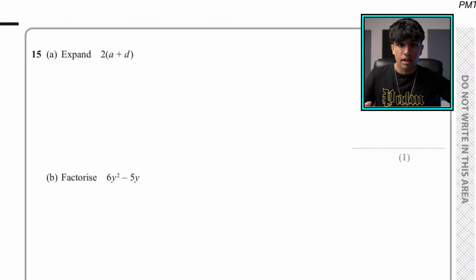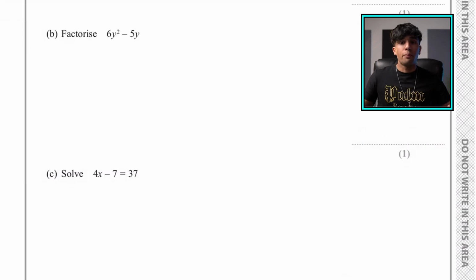Next question. Now question 15 is all about algebra. Part A, we need to expand a bracket. To do that, we times each term by what's outside the bracket, so we get 2a plus 2d. Part B, we need to factorize.